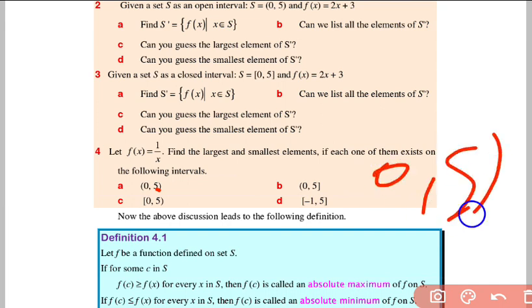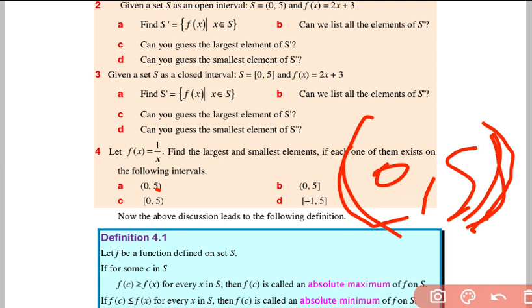0 to 5 is our interval. Can we list it? We cannot, because it is unbounded. Due to that we cannot list all of it. 0 is not a number included, but 5 is included.